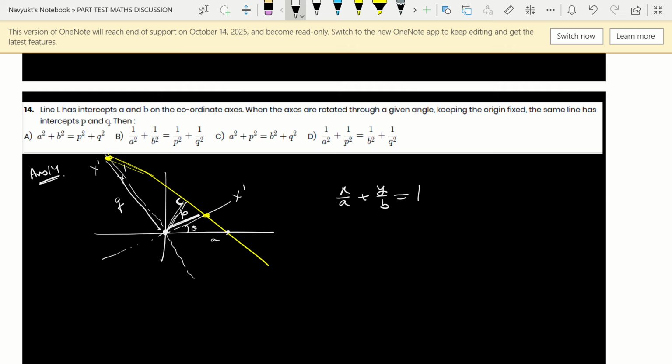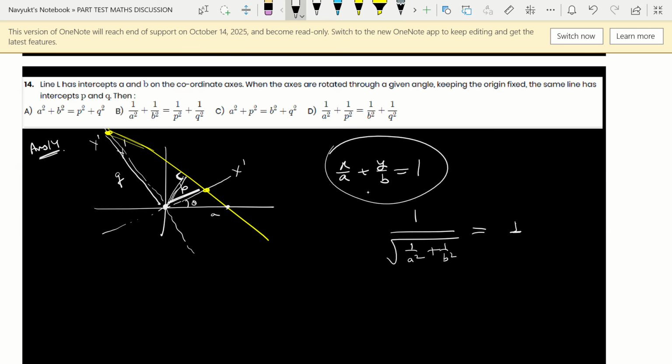Observe that the previous line which we have right here, its perpendicular distance from origin would be how much? It is 1 upon root of 1 upon a square plus 1 upon b square. Correct? This would be the perpendicular distance. Let's denote it as p, the perpendicular distance. Same goes for the new line with respect to the new axes, because the perpendicular distance will not change, because the origin is fixed.